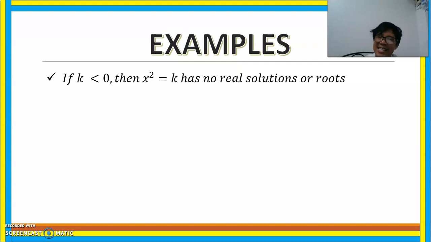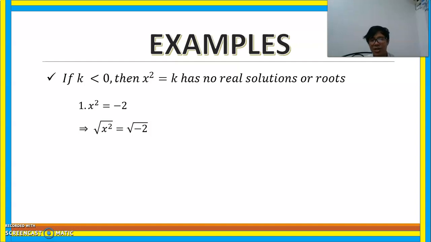What if k is less than 0? K is negative, so we are expecting no real solutions or roots. Example, x squared equals negative 2. By applying extracting square roots, we have square root of x squared equals square root of negative 2. Square root of x squared is x. Square root of negative 2, yes, there is an answer if we're going to use i, but the answer is not a real solution.